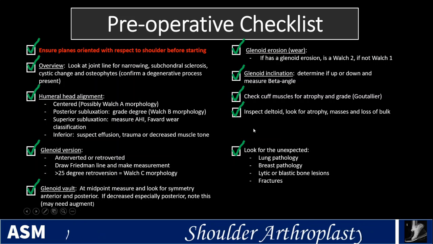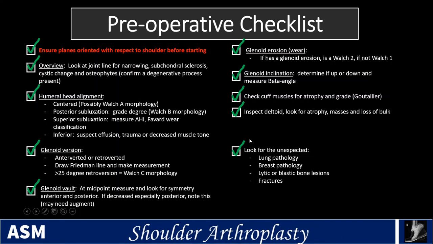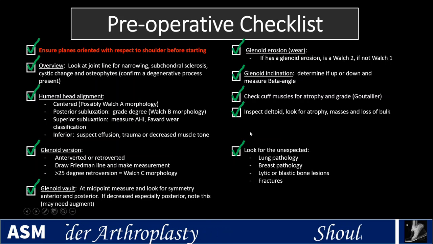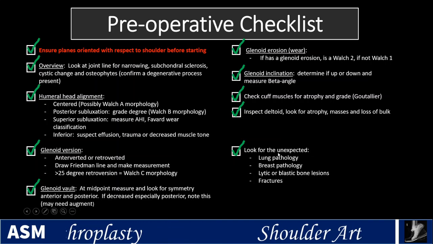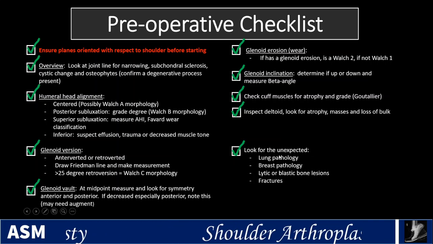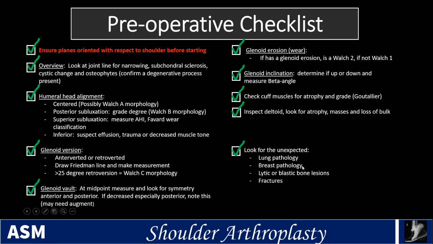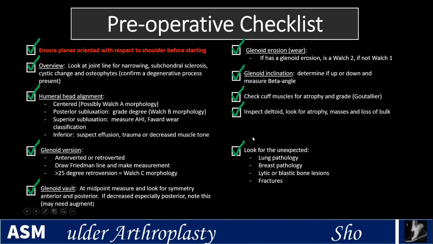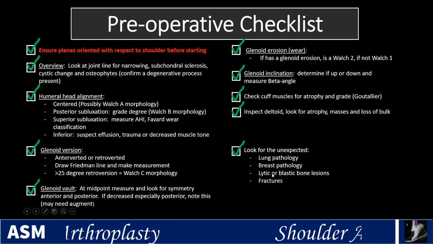And then this is probably the most important. So look for the unexpected. As a radiologist, you want to not only look at the joint, but you want to look for other things. So lung pathology. Is there a lung nodule there, a lung cancer? Do you see a breast mass? Do you see lytic or blastic lesions elsewhere? Unexpected fractures. So these are the things that you really want to make sure you don't miss.